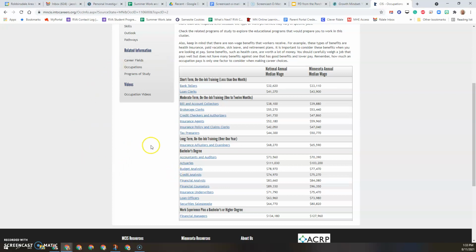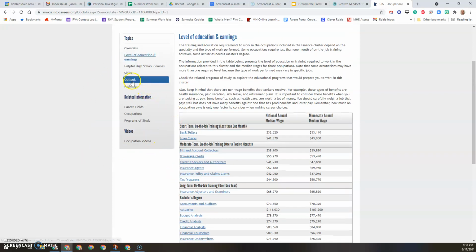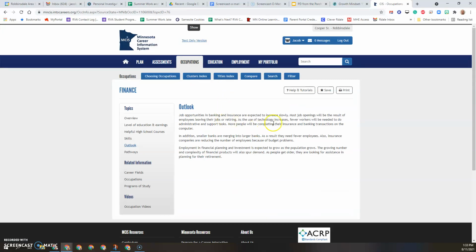And finally, what does the future hold? That's one of the questions you need to answer. Is this job going away and going to be replaced by robots? Or is this a growing area where there's a lot of need? So you can go to the Outlook, and the Outlook is going to tell you, you're going to have to read about it, and it's going to tell you about what's happening.